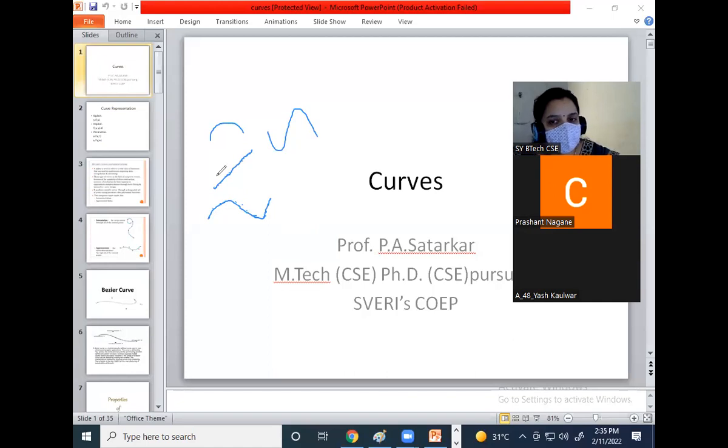Another definition of a curve is that you can start drawing any shape by putting the pen on paper. We are drawing any particular shape without halting or without any gap.